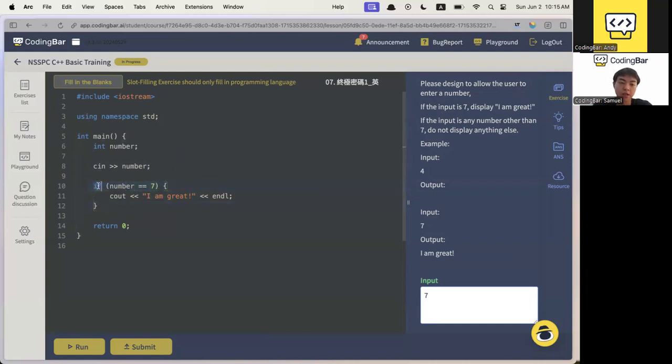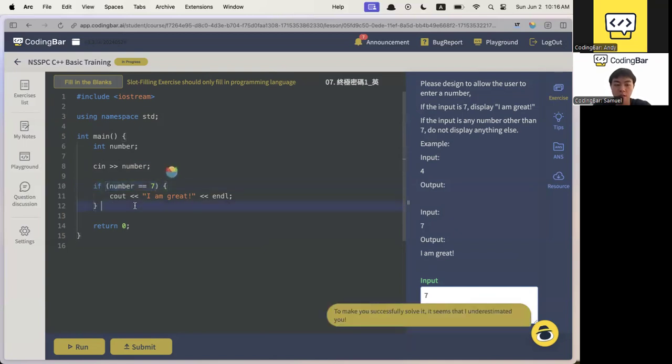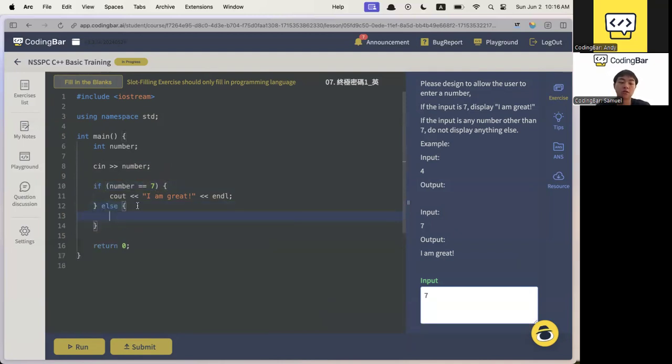So here we are checking if number equals 7, we print out something. This if is a preserved keyword in C++. It serves a special purpose. It's for checking whether something is true. If this is true, then everything inside these braces will be executed. How about if this is not true? Then another condition can be executed. Else, I'm super great. How about that?